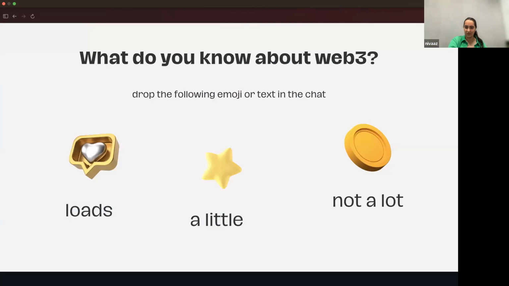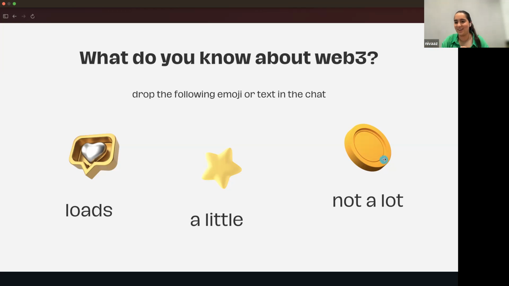Cool. So before we get into it, I'd love to know how much you know about Web3. You can drop the emoji or the text of the word in the chat. I know that doing an emoji is sometimes a little bit weird on a keyboard. So do you know lots? Drop a heart. Do you know a little bit? Drop a star. And if you don't know a lot at all, or if you're a complete newbie, you can drop a coin. And I'll have a look.